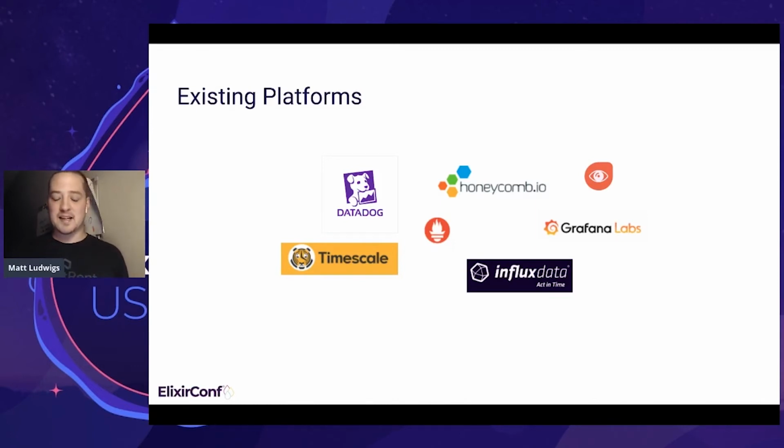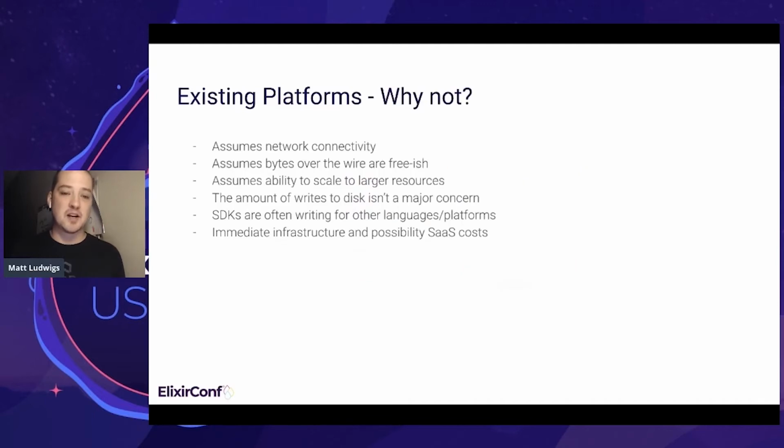And then you have your Nerves device, and you're like, okay, well, I can use one of these existing platforms, but maybe a better question is, why wouldn't I? Like, why not use these existing platforms? Well, with an IoT device, there's many reasons why. They tend to assume network connectivity. Basically, when you build an IoT device, even one that's supposed to be connected a lot, you have to assume that the network your device is going to be put in is going to be fundamentally hostile to you.